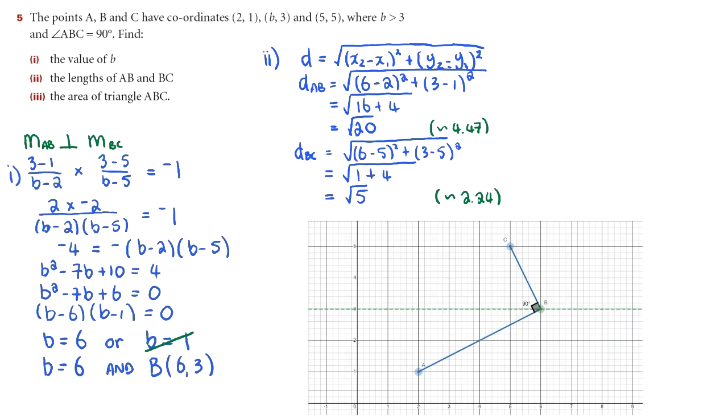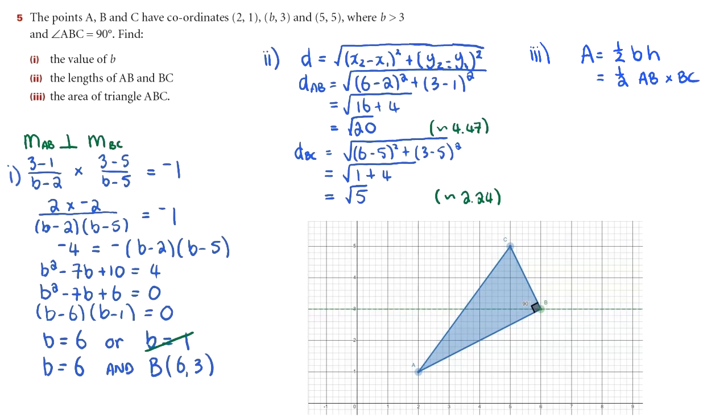where B is 6. Now for part 3, we get to the area of the triangle, and if you look at the triangle, it's got a 90 degree angle in it, and so the way you find the area of a triangle with 90 degrees, you can treat one of those sides as the base and one as the height, and the area is just a half of base times height. And so in this case, we're finding a half of AB times BC.